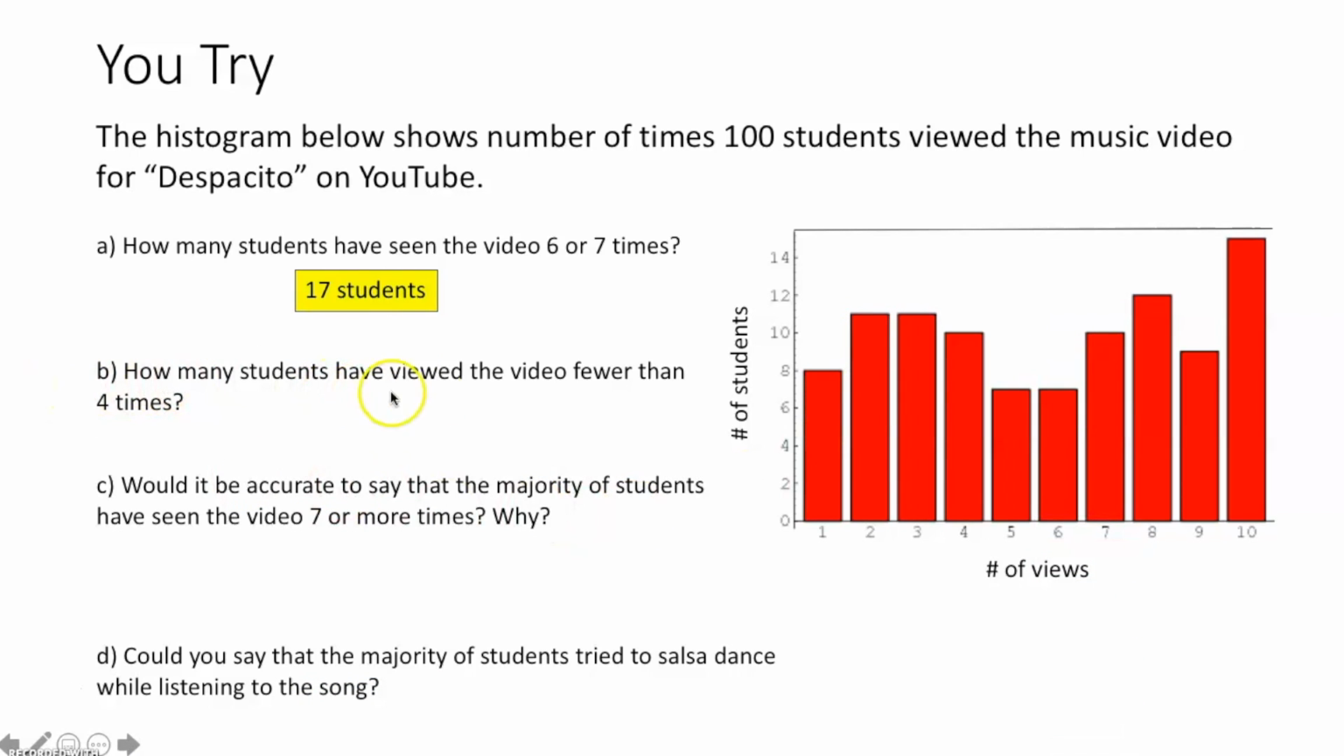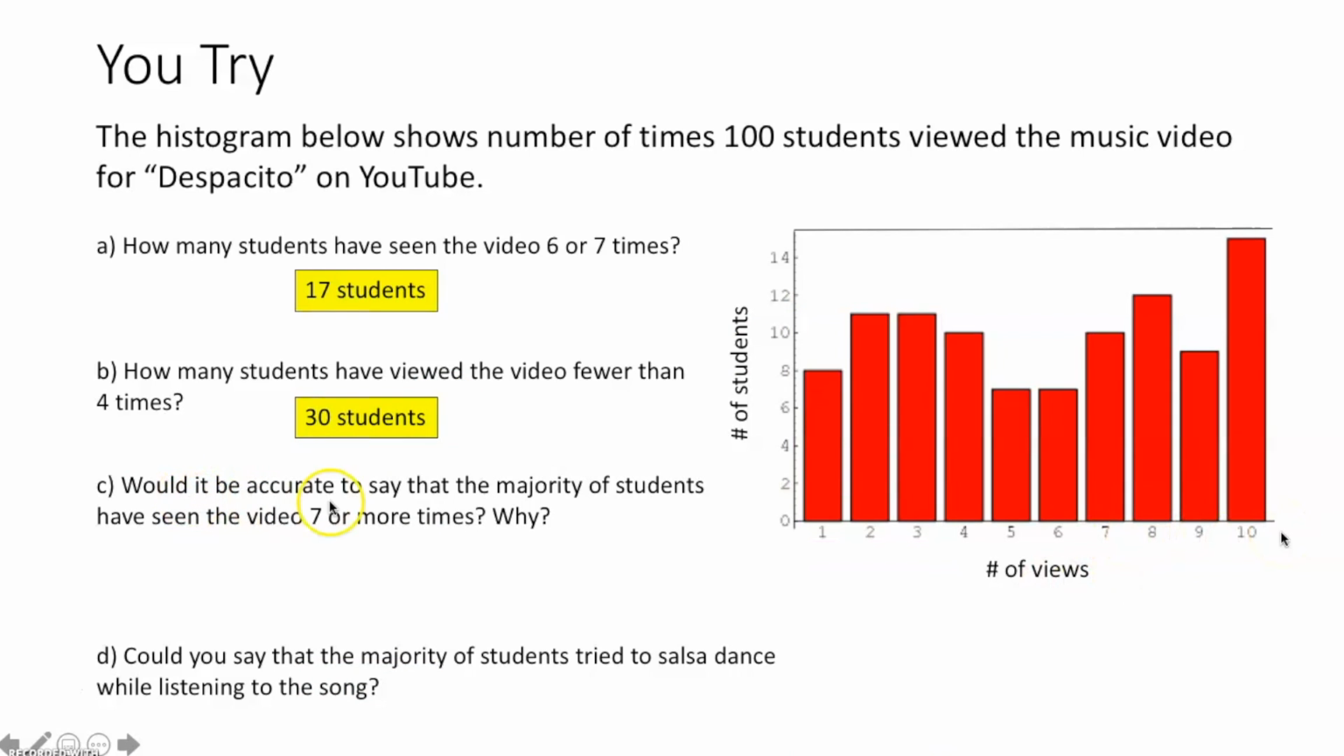Next, how many students have viewed the video fewer than 4 times? So fewer than 4 times, that would be 1, 2, or 3 times. So we go ahead and add those number of students together. 8 plus 11 plus 11, that's going to give you 30 students.